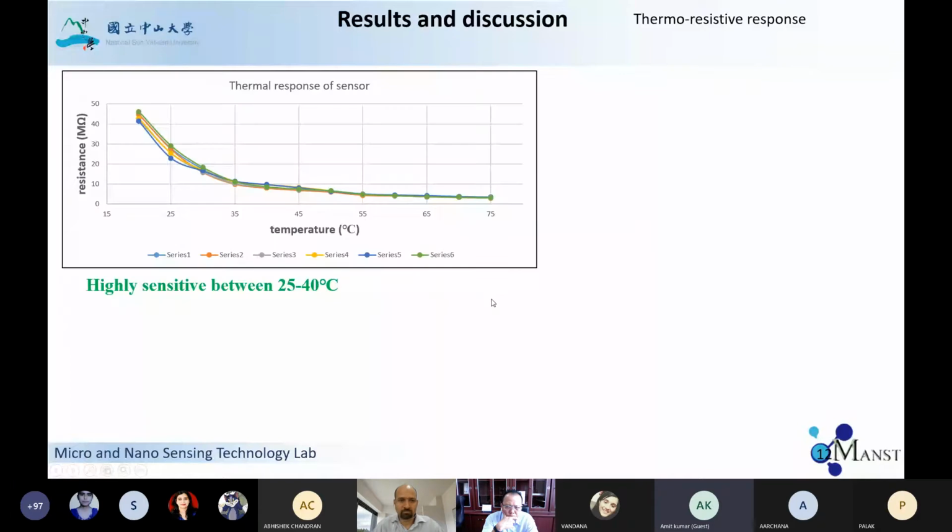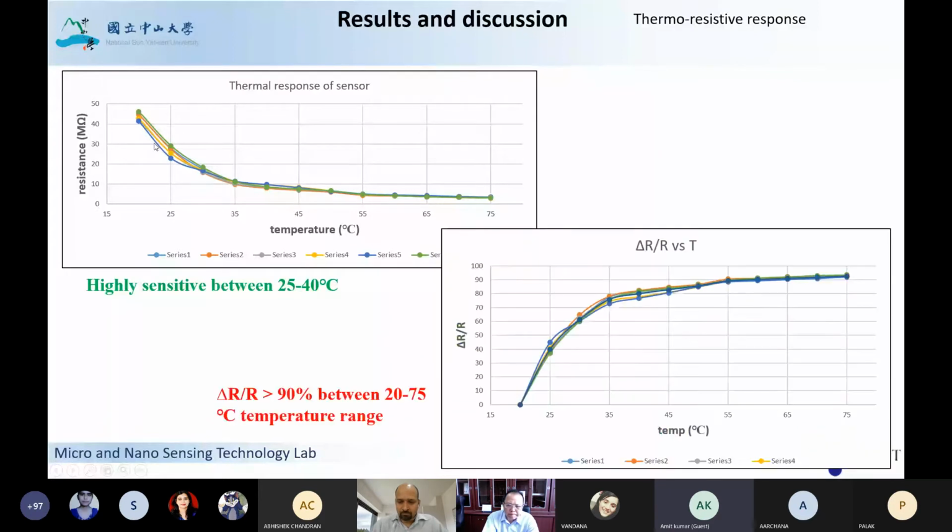After that, we do the thermal testing of the sensor, and we found that with the change in temperature, there is a big change in resistance, which shows the thermoresistive property of the nanocomposite, which is very sensitive in the range between 20 to 40 degrees Celsius.